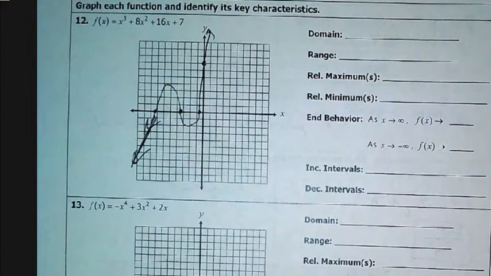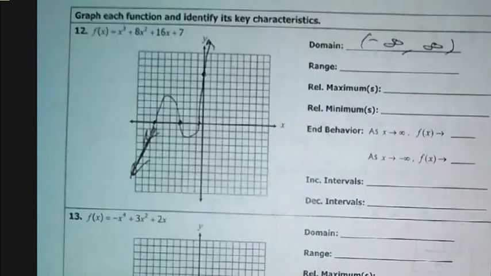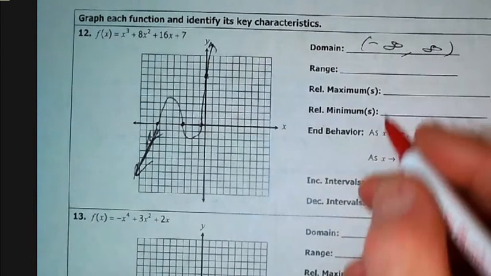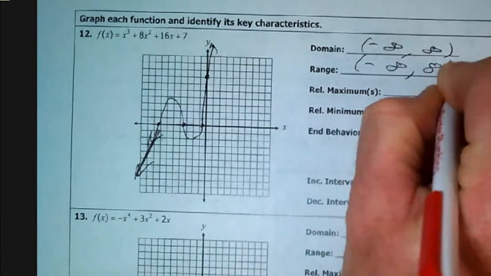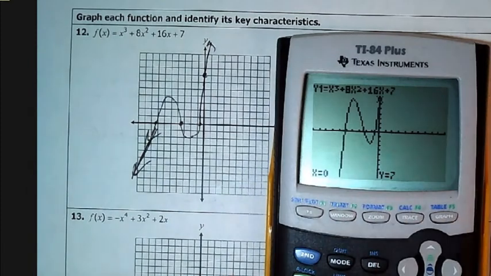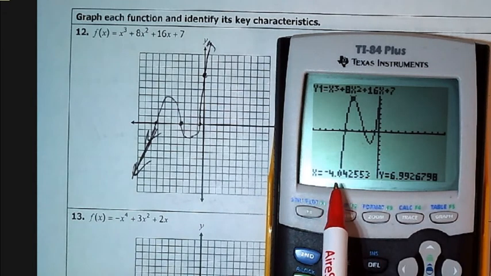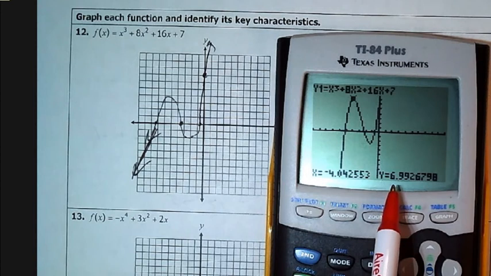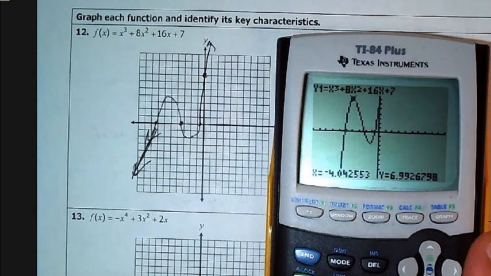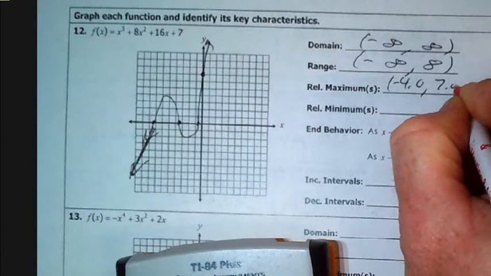Alright, now the domain of this function is going to be from negative infinity to infinity, because that's what the domain is for all of these functions. The range for this one happens to be negative infinity to infinity as well, because it goes down forever and up forever. The relative maximum will have to be found by using your trace function. So when I go to the peak, the hilltop, if you will, on the graph, you see that the x value is negative 4.0, and the y value ends up being 7.0 to the nearest tenth. So, negative 4.0, comma 7.0 for the relative maximum.